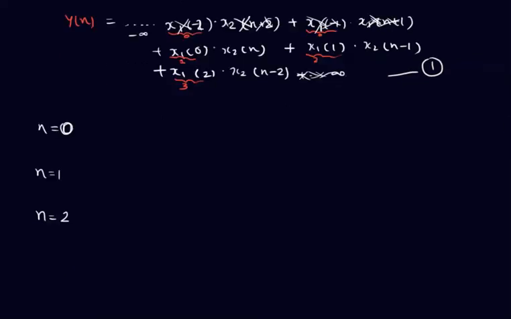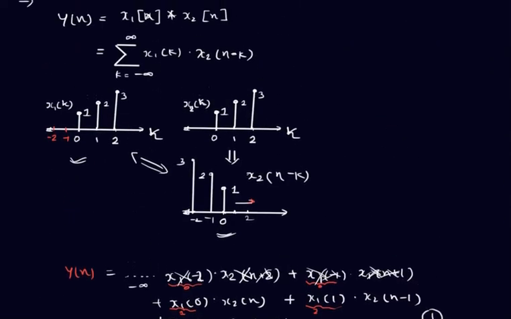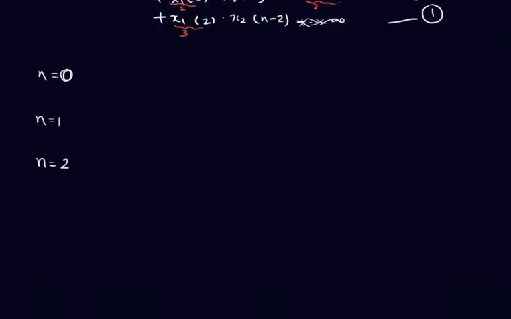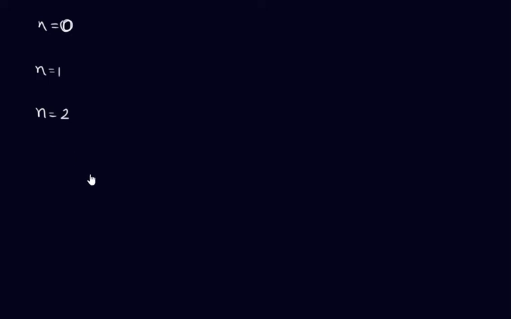Okay, n is equal to 0, 1, 2, what does it mean? We are putting 0 here, which means this graph will be as it is. If we put 1, this graph will be shifted by a value of 1 on the right side. If we put 2, then it will shift 2 points on the right side. If we put 3, then it will shift by 3. For the sake of simplicity, I am just considering here n is equal to 3, n is equal to 4, n is equal to 5.